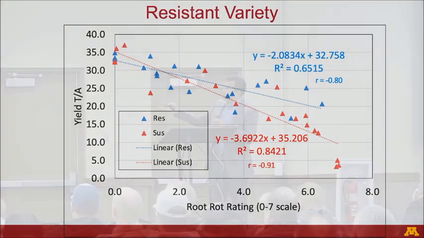So the more and more disease we got by the end of the season, we were losing more and more yield there. I think David showed a similar one. We were losing more yield and quality there. But here, if you have a tolerant variety, you're just losing about 2 tons for each point increase in disease rating by the end of the season.